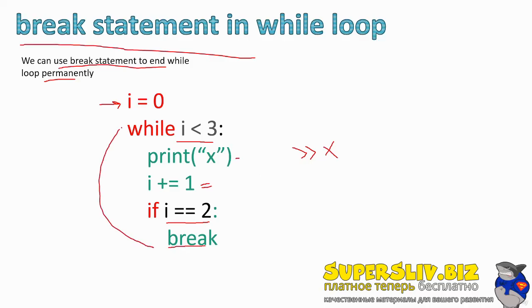Again it will go to the beginning. So i is equal to 1. It is still less than 3. So it will print x again. Again it will add 1 to the i. Now i is equal to 2. So now this condition is true. So now it will run break statement. So it will end the while loop permanently without going to the beginning.